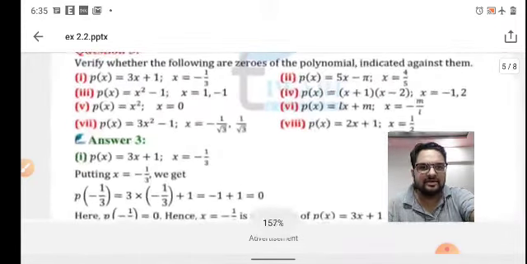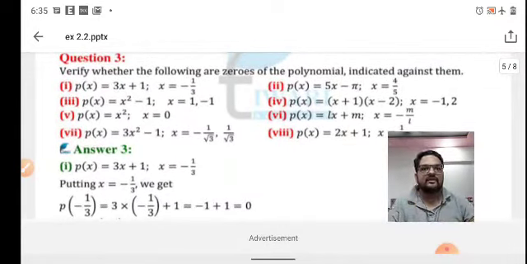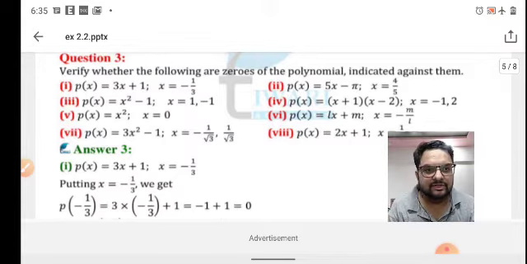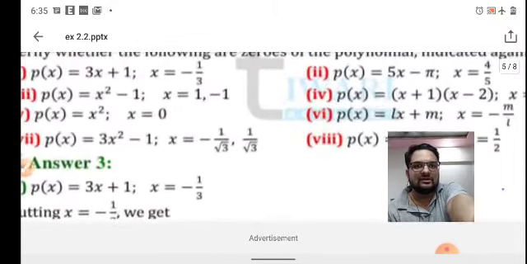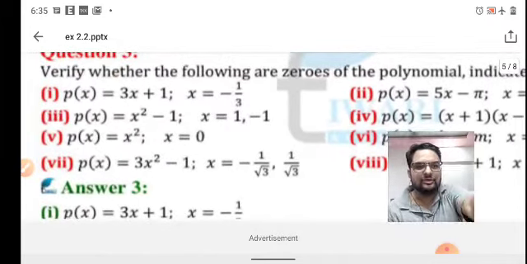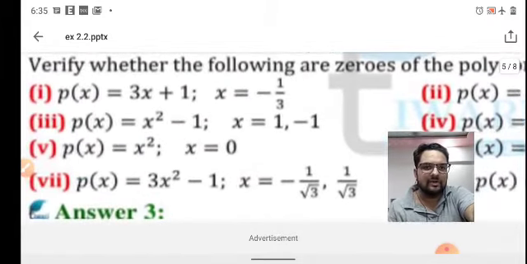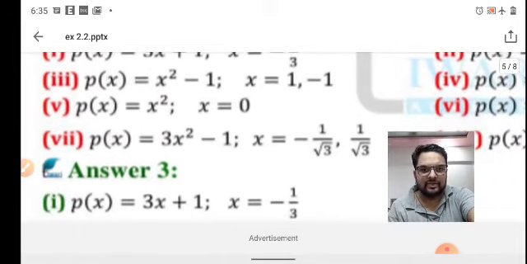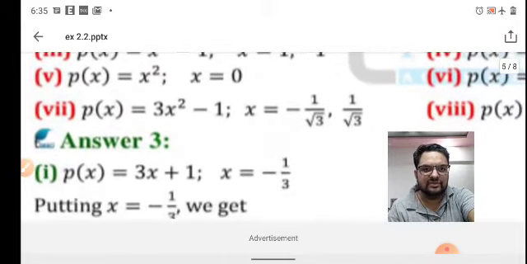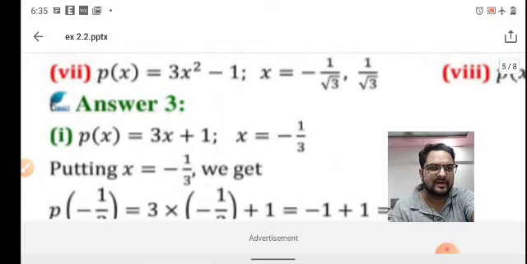Here is question number 3. We have to verify whether the following are the zeros of the polynomial against which they are indicated. There are 8 questions in total. The first is p of x equals 3x plus 1. Against it, the value of x is given as minus 1 by 3. So let's solve the first question to understand more briefly. The first, p of x equals 3x plus 1, against x equals minus 1 by 3.